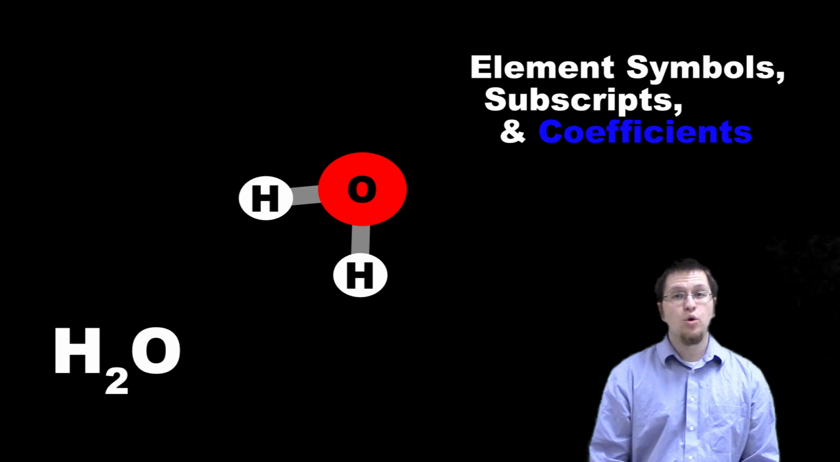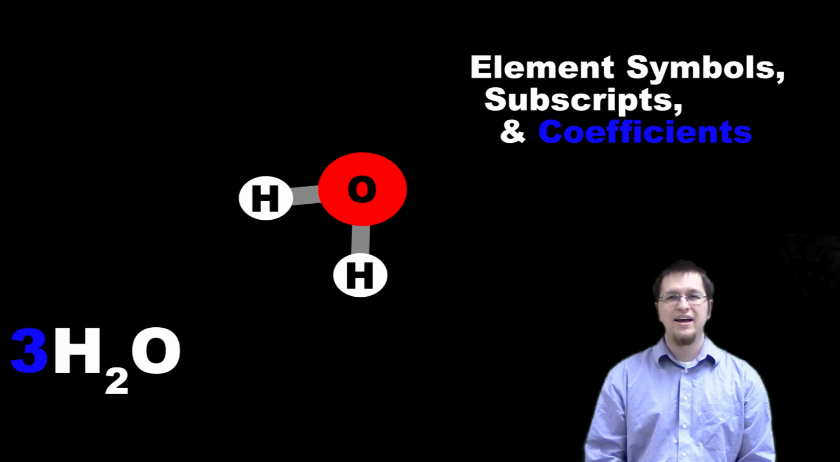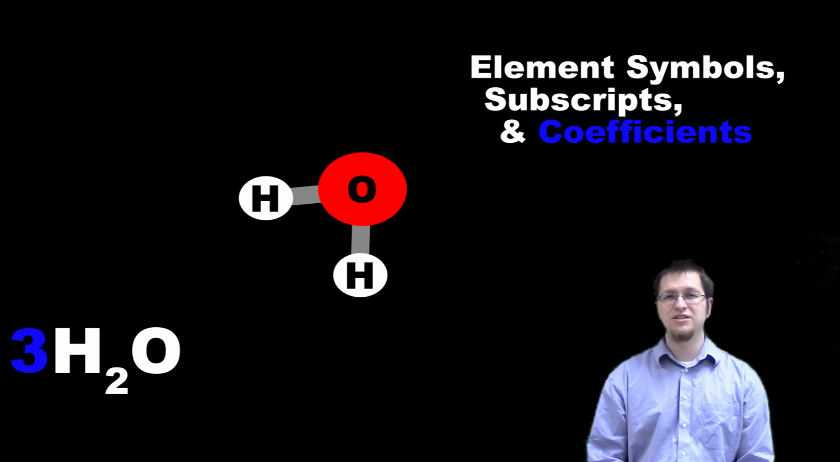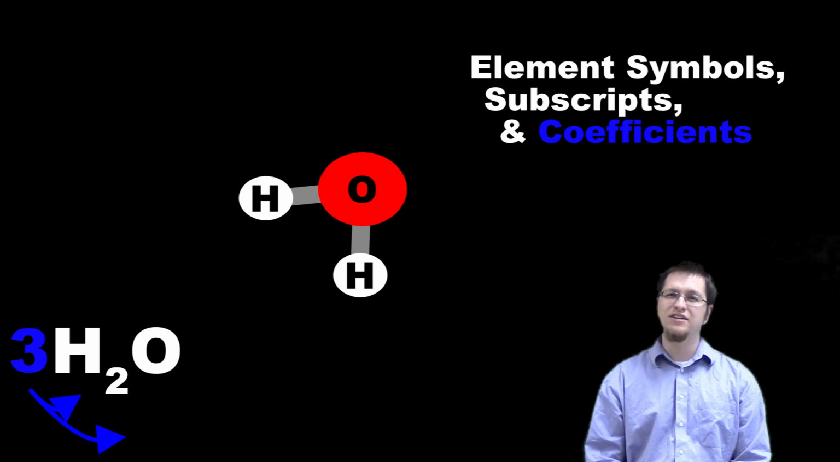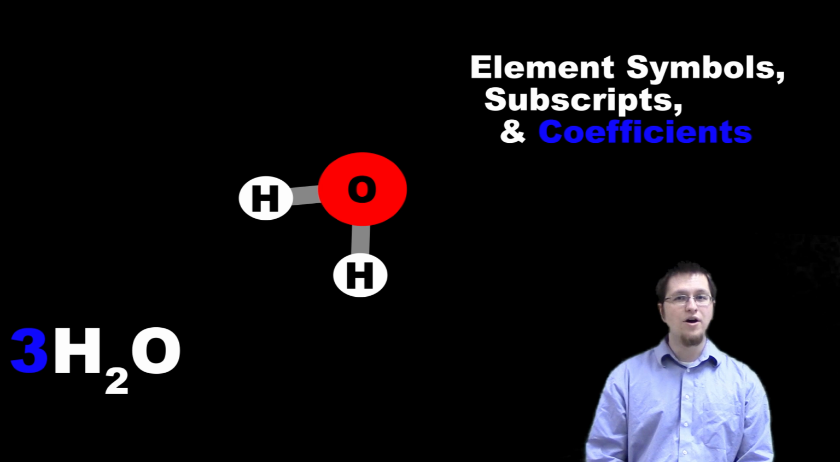Now, let me add a coefficient to this. If you look off to the side, you'll see we've got 3 H2O. The 3 isn't a subscript, it's written really big, and it's written in front of the whole molecule. Unlike subscripts, a coefficient talks about all of the atoms that are behind it, all of the atoms in the molecule. Instead of talking about a particular element, we're saying that we have 3 water molecules.